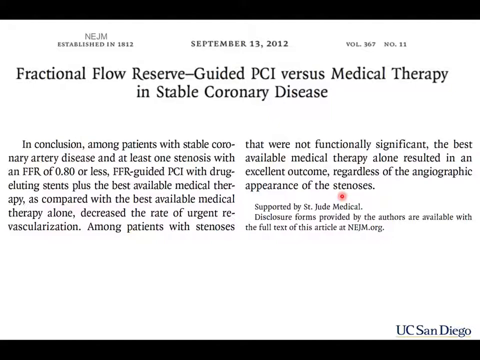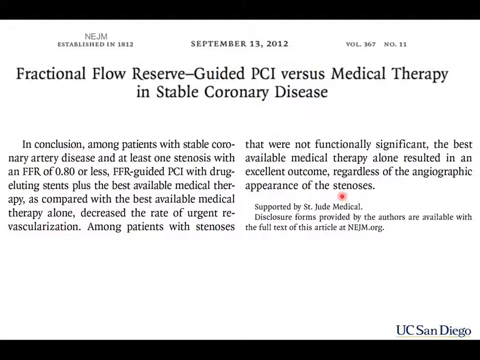So that means I can see an 80% reduction in diameter, a tiny thing like that. If I put this pressure catheter across there and I don't get a 20% drop in pressure, those patients didn't matter. If you put a stent in or you did drugs, they did exactly the same. Well, that is a huge deal.